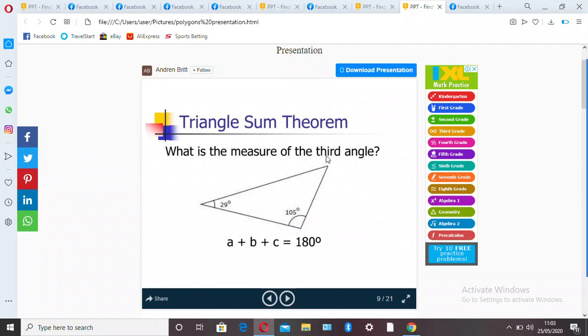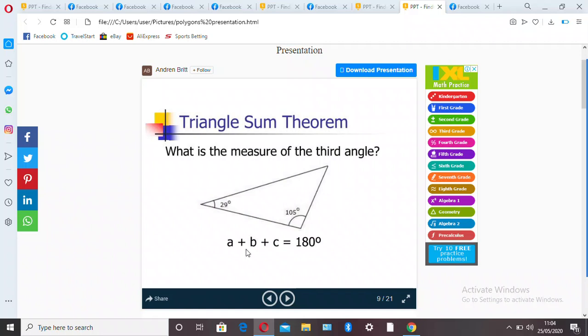So what is the measure of the third angle? That's an example there that we want to solve together. Look at this. We've been given angle A and angle B, and we're looking for angle C. Angle A is 29 degrees, angle B is 105 degrees, and angle C is not given. So they are asking us to find angle C.